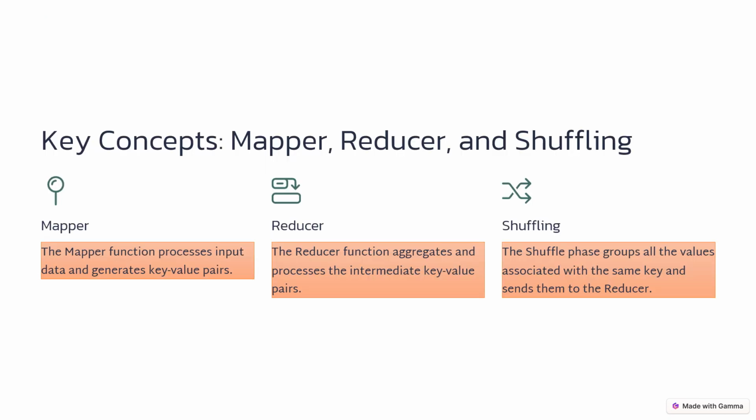Now, talking about key concepts: mapper, reducer, and shuffling. Mapper, the mapper function processes input data and generates key value pairs. Talking about reducer, the reducer function aggregates and processes the intermediate key value pairs. Talking about shuffling, the shuffle phase groups all the values associated with the same key and sends them to the reducer.